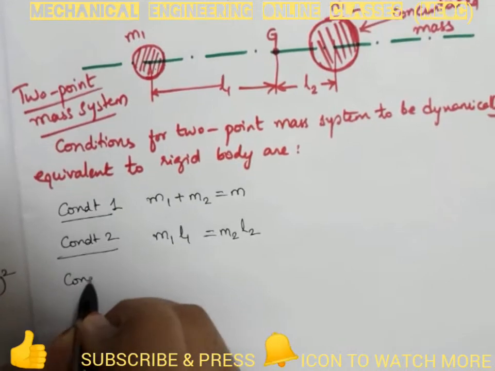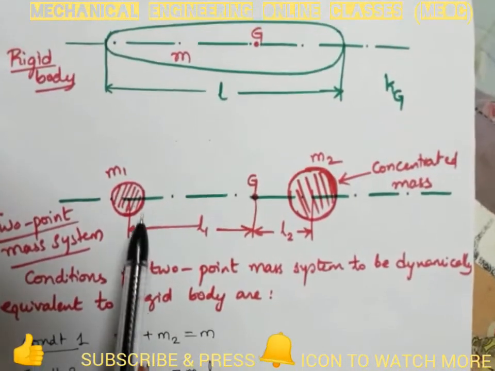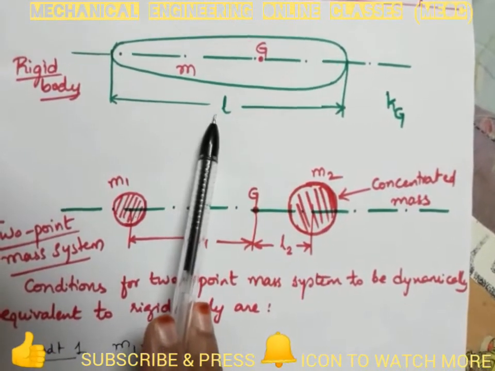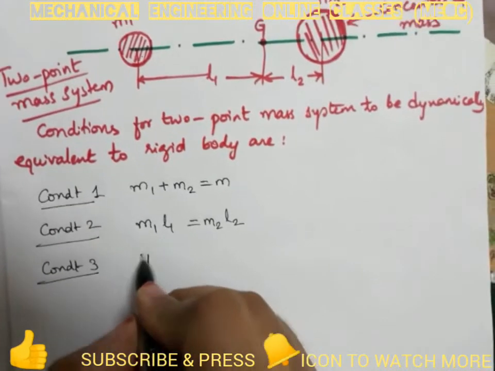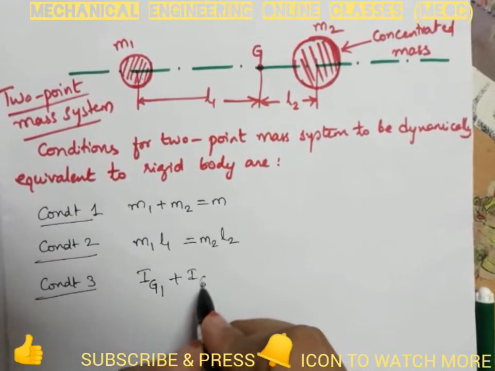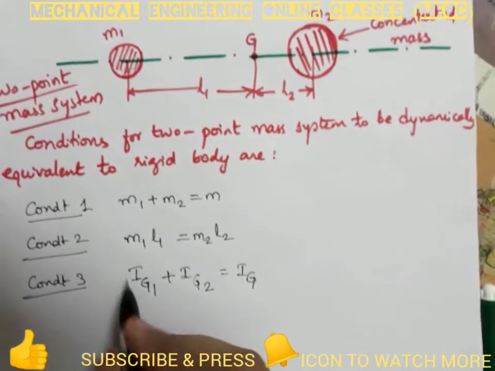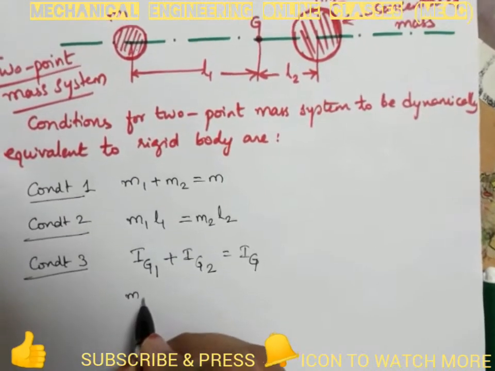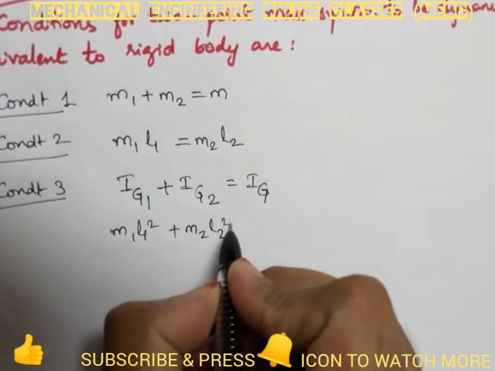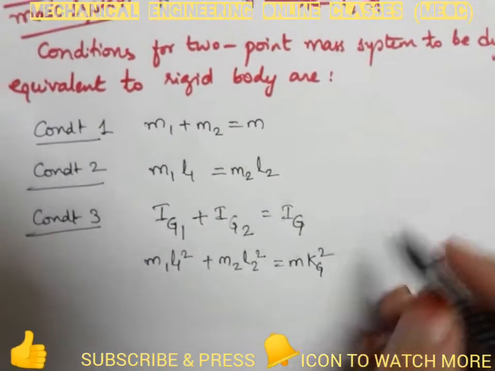And the third condition is that the mass moment of inertia of the two masses should be equal to the mass moment of inertia of the rigid body. That is, IG of mass 1 plus IG of mass 2 should be equal to IG, which is nothing but M1 L1 squared plus M2 L2 squared is equal to m kG squared. So these are the three conditions.